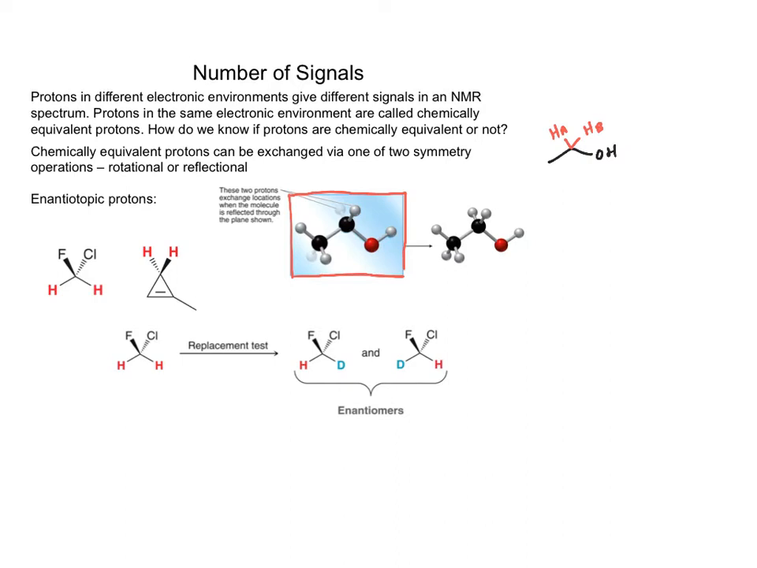So those are two different symmetry operations. Regardless of whether it has reflectional or rotational symmetry, they are still essentially chemically equivalent protons. So these protons are chemically equivalent because they possess a mirror plane as opposed to an axis of rotation. Chemically equivalent, so again, one signal.